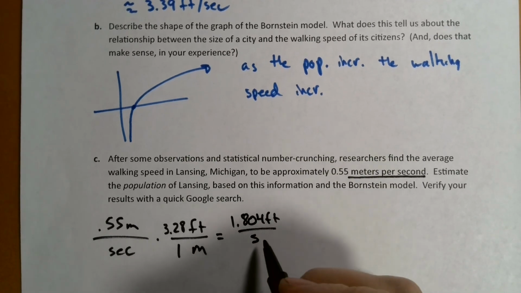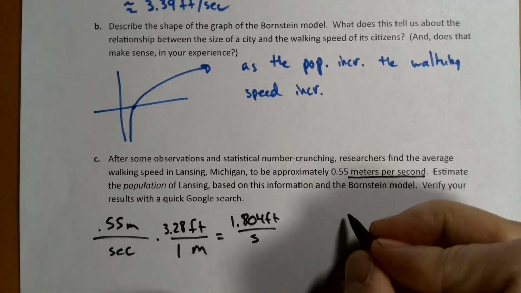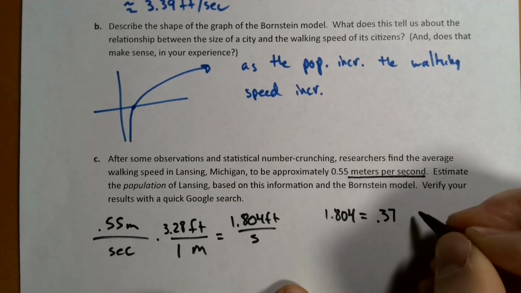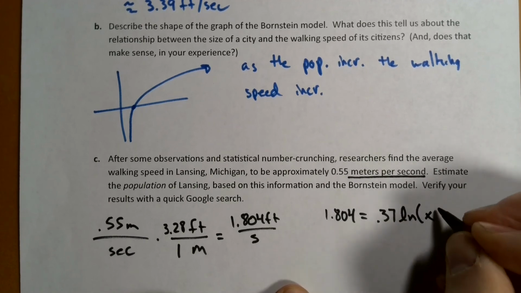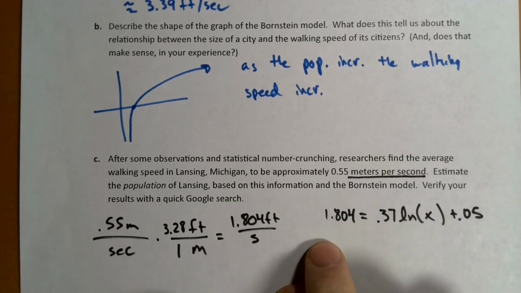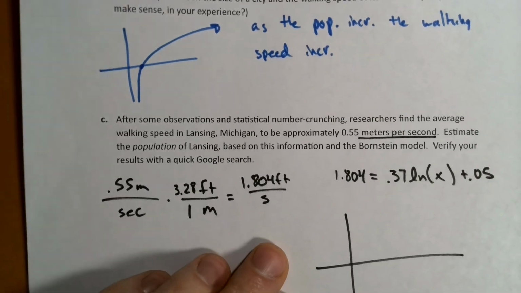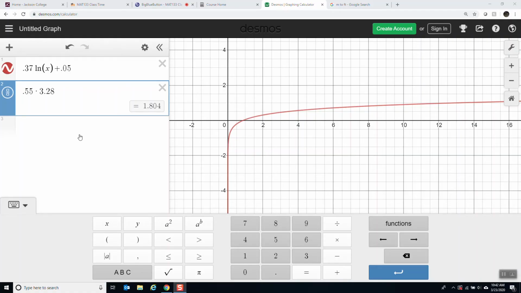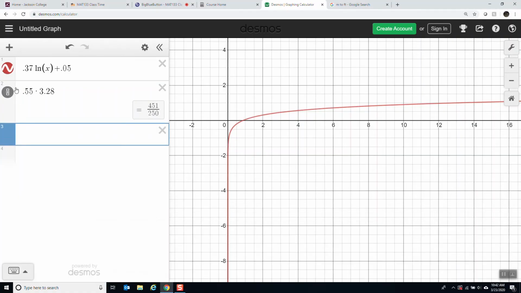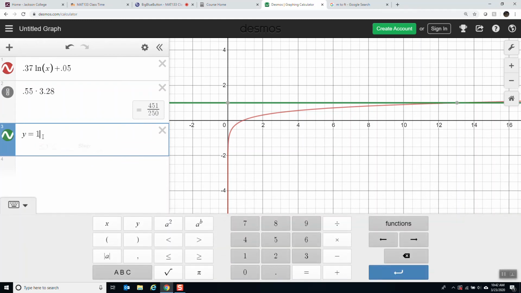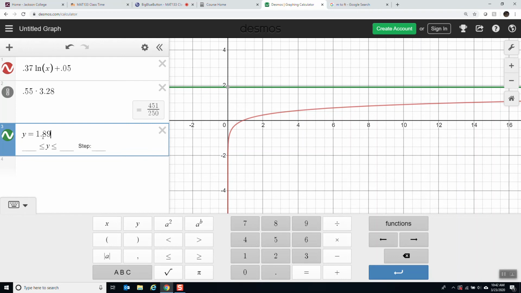So we're going to plug this into our equation, and that is 1.804 equals 0.37 times natural log of x plus 0.05, and we're going to solve this for x. Let's do a graphical solution just for fun. So I'm going to graph these two sides. We're going to use the intersect method. And I chose this because I already have the equation typed in, right? So I'm being efficient with my time.